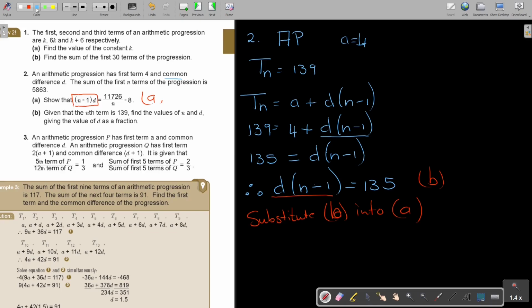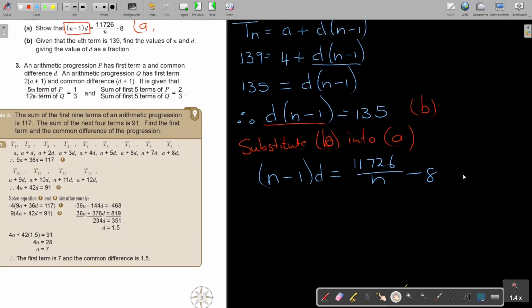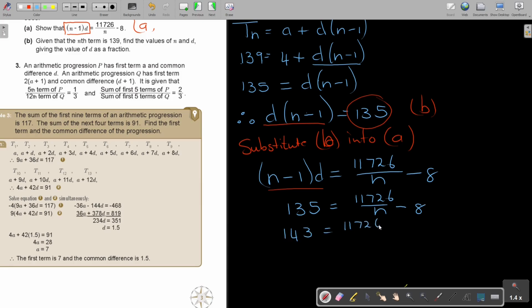Remember, it was, let me first write it down, 11726 over n minus 8. So in this, I'm going to put the 135. So 135 is equal to 11726 over n minus 8. Okay, so let's just add the 8 on this side. So it's 143 equals 11726 over n. And then cross multiply.